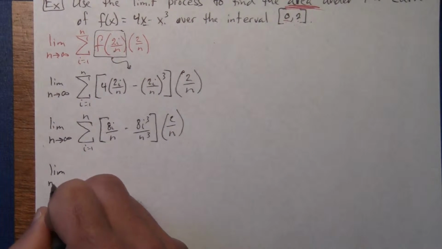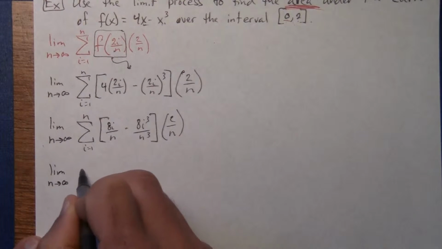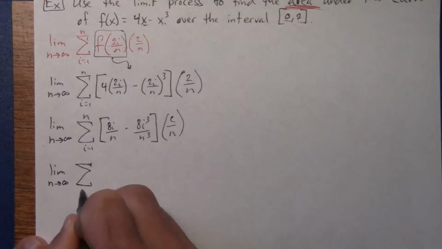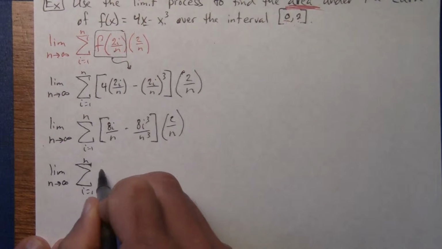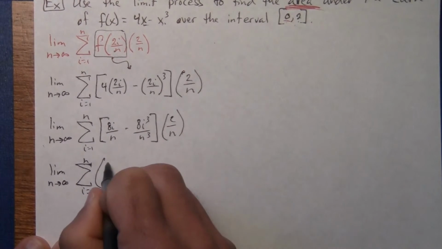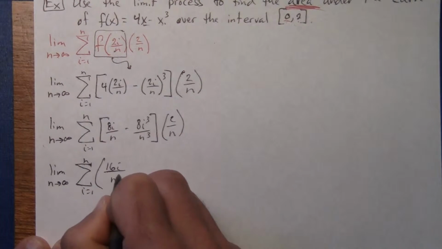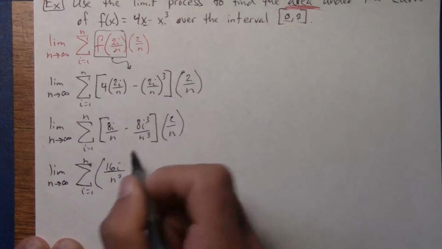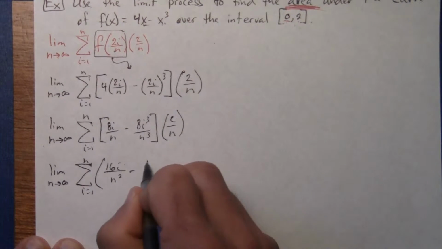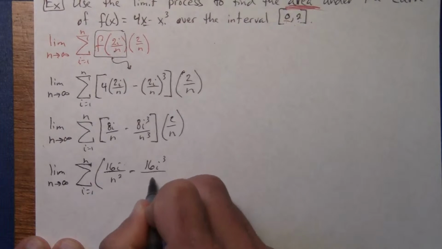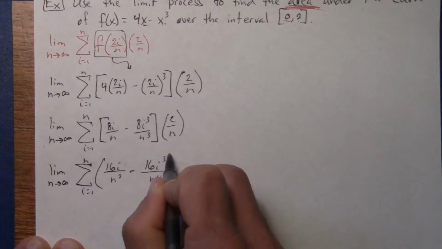And now since I've got everything in here simplified as far as I can, I'll go ahead and distribute the 2 over n. So I've got the limit as n approaches infinity of the sum as i goes from 1 to n of, distribute, it's going to give me 16i over n squared. Again, I noticed that i to the first, n squared, that's good. Minus, this is going to give me 16i cubed over n to the fourth. Cubed, fourth, that's good.